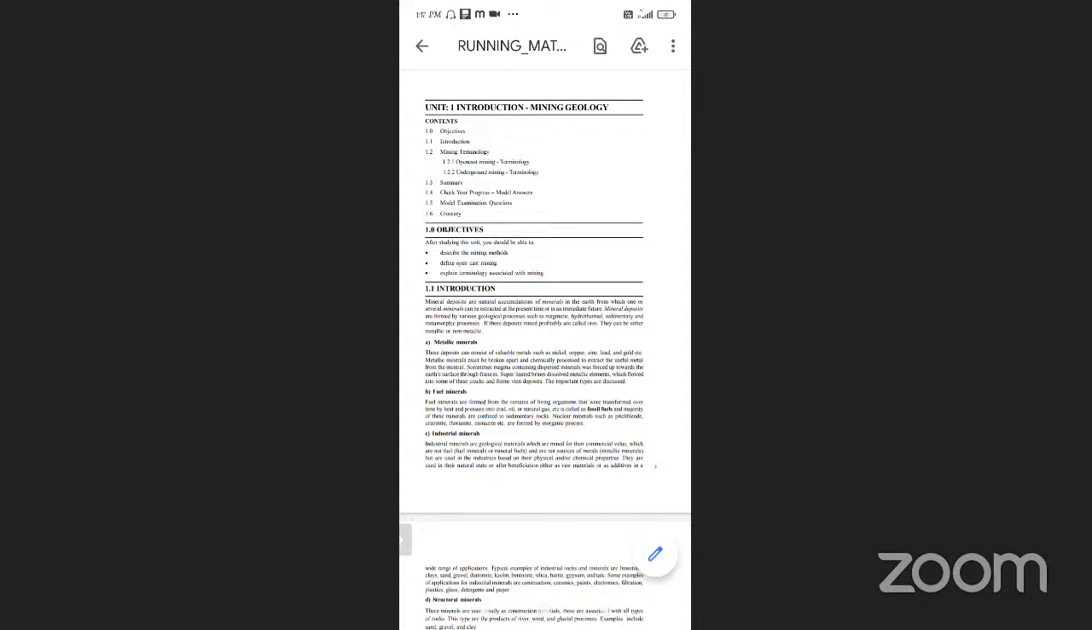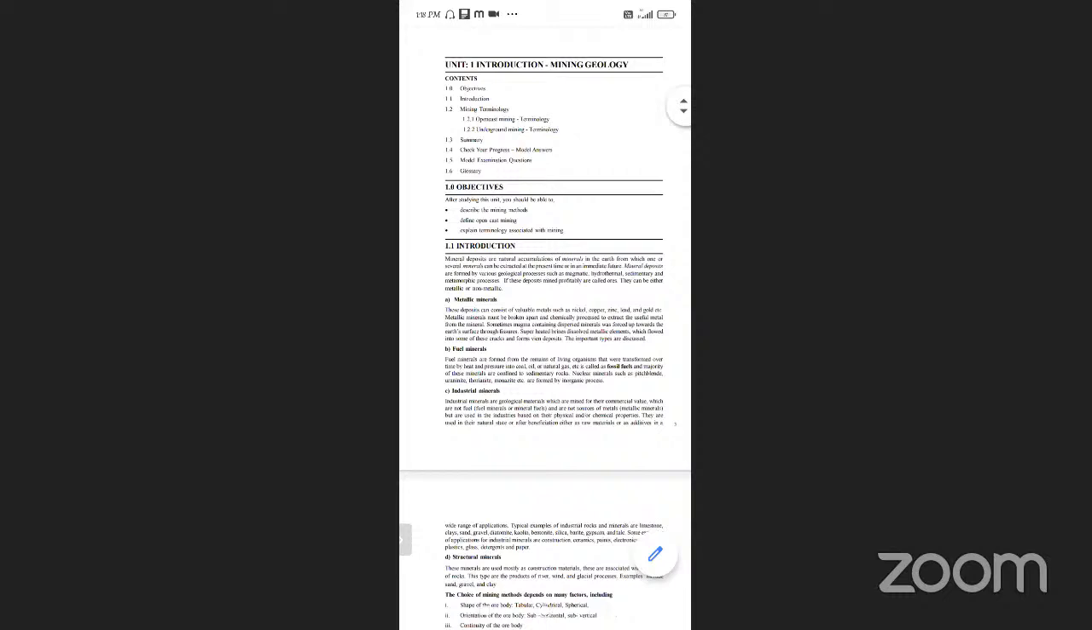We are going to learn about the first unit, introduction to mining geology. We are going to cover the objectives of mining geology, the introduction to mining geology and mining terminology, open cast mining terminology, underground mining terminology, and a summary. These are the major topics in the first unit.